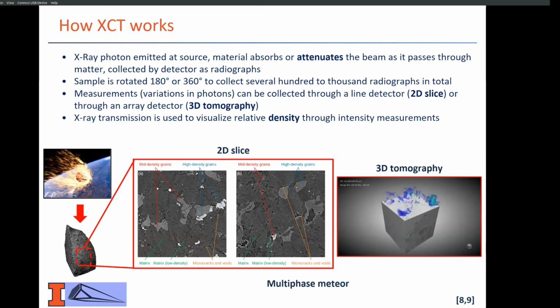Shown here is the workflow, through, of course, our meteor crashing down to Earth. We take a small piece of that. It's an excellent example of a multi-phase material with multiple material densities in the form of various density grains. And then we use software such as Dragonfly to visualize our multi-phase material.